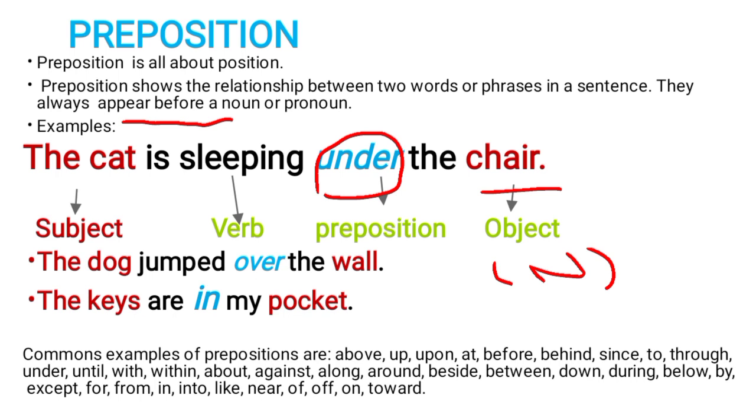The dog jumped over the wall. So over is the preposition here. The keys are in my pocket. In is the preposition here. So there are so many prepositions in English, and I'm going to cover each of them in my upcoming lesson.